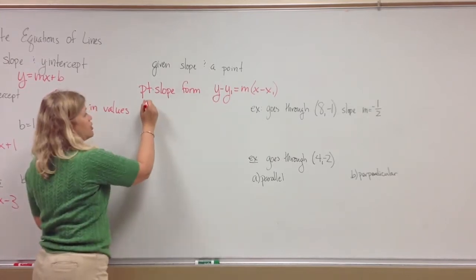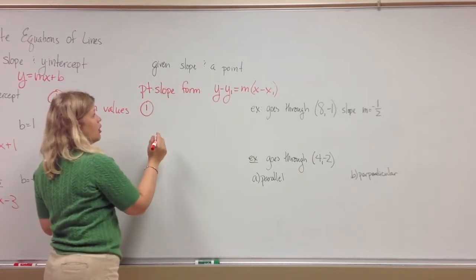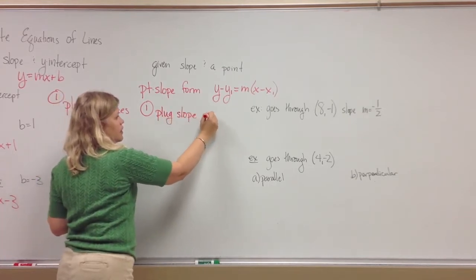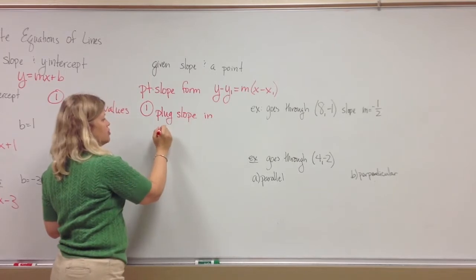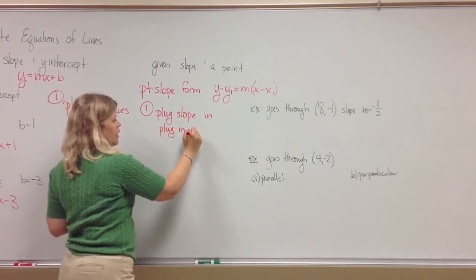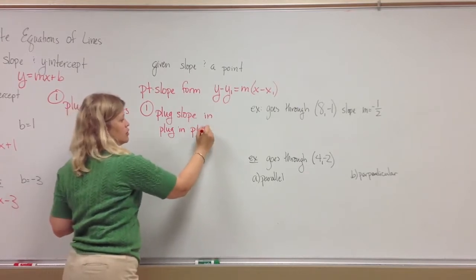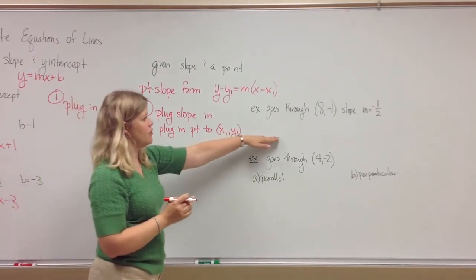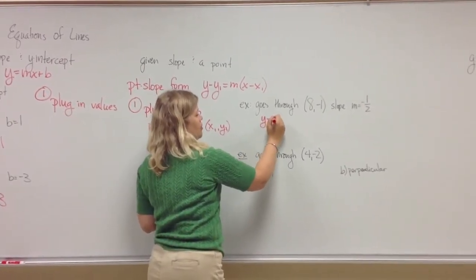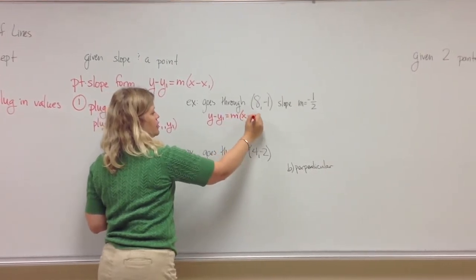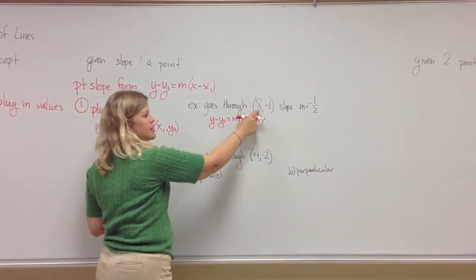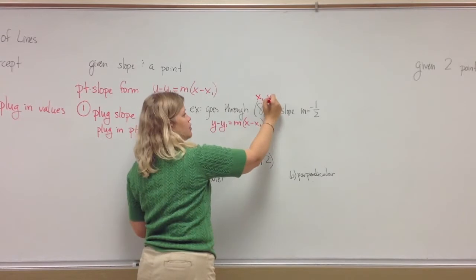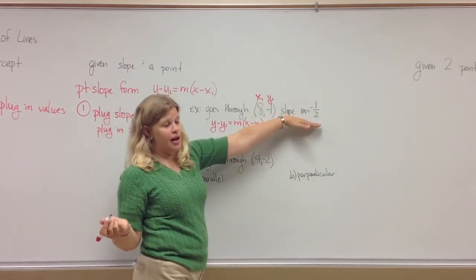Okay, so first step, you are given slope. So plug slope in, and you're also going to plug in the coordinates of the point, x1, y1. Okay? So, let's try that over here. Rewrite the equation y minus y1 equals m parenthesis x minus x1. What does this 8 take the place of? Oh yeah, x1. And what does the negative 1 take the place of? y1. And I said m, so you're good.